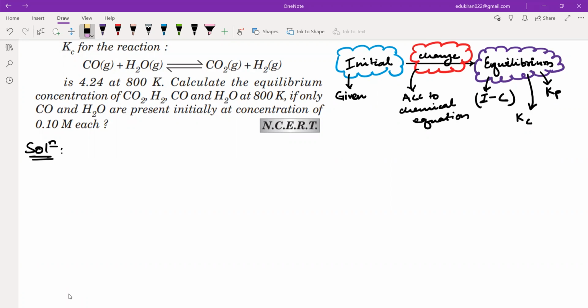Yes or no? Makes sense to all of you? The initial should be given. Yes, sir. If you pick up any competitive exam questions, they will always give you the initial. Okay. Then next is the change.